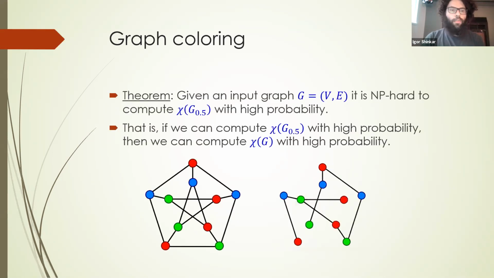Is it clear, just what's the statement of the theorem? It's not a hard thing to prove. I'm just illustrating one example. So if we can solve the problem with high probability on random subgraphs, then we can also solve it on the original graph. But you mean on random subgraphs of possibly some other graph, right?